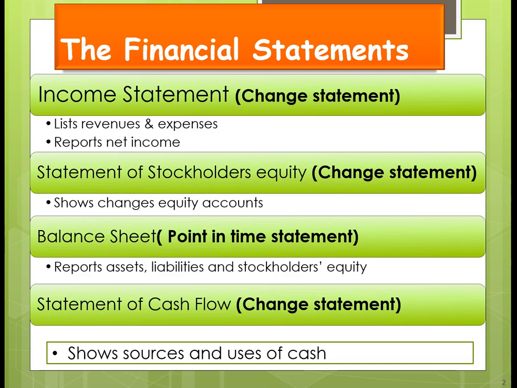Then we have the balance sheet. Now, the balance sheet is going to take that ending balance in our retained earnings account, and we're going to create the balance sheet, which is going to report assets, liabilities, and stockholders' equity. The last statement we prepare is the statement of cash flow. This is going to explain the change in the cash balance from the beginning of the year.